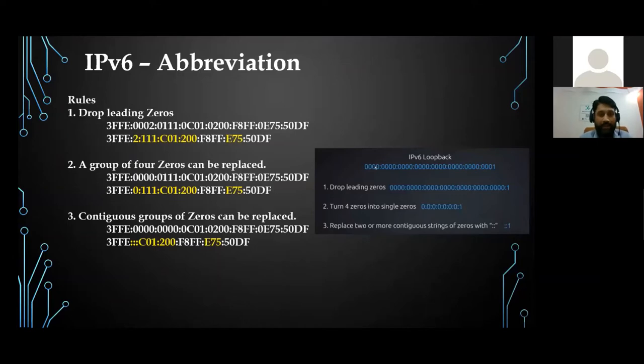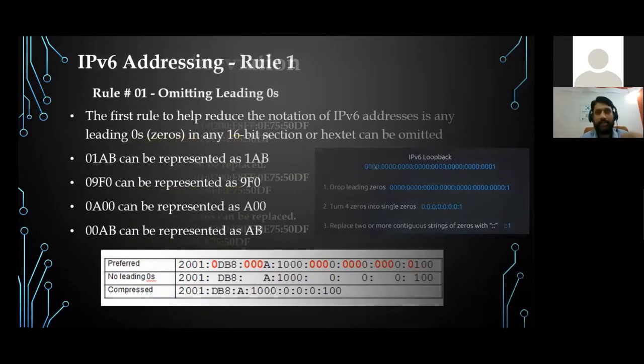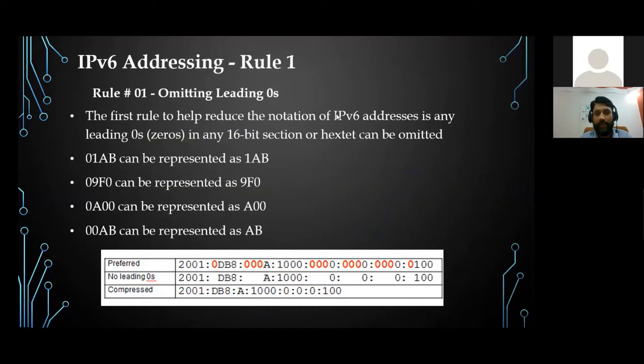It will not be like this: if you have 0000:0000, then 0C01, then again 000, you would use the double colon only once, which should be at the start. Okay, so here I will repeat this concept again just to make you understand. And if you put a question in the chat box, Miss Alina will tell me, and then I'll try to answer at the end as well.